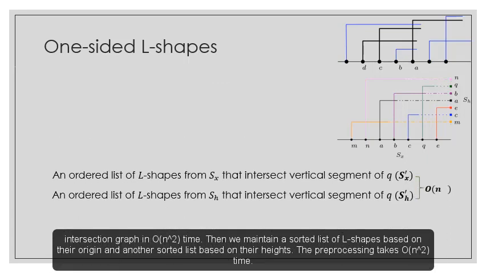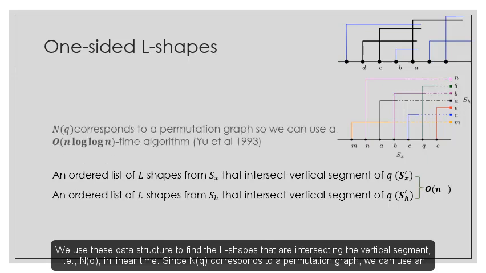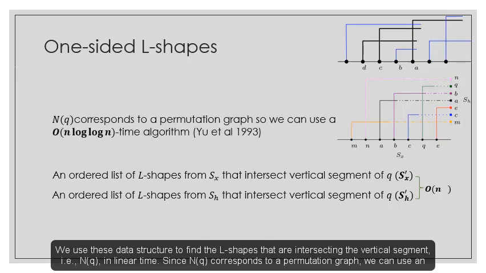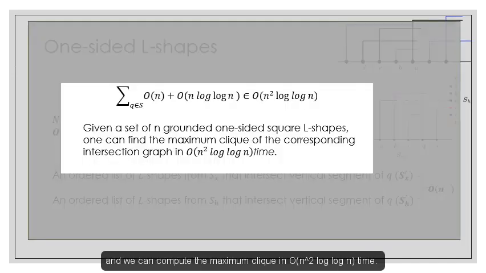We use the pre-computed data structure to find the L-shapes that are intersecting a vertical segment, that is N_Q, in linear time. Since N_Q corresponds to a permutation graph, we can use an n log log n time algorithm for finding the maximum clique. And we can compute the maximum clique in order n squared log log n time.